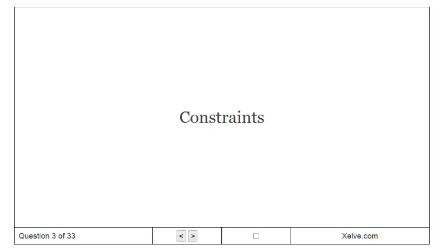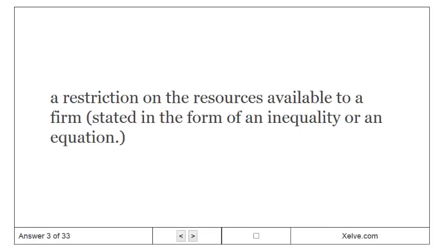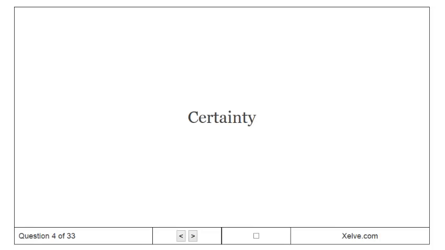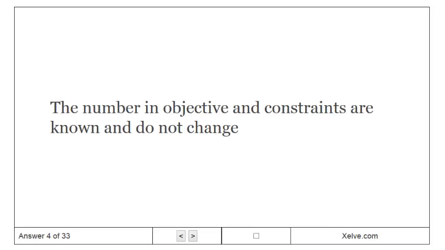Constraints. A restriction on the resources available to a firm. Certainty. The numbers in the objective and constraints are known and do not change.